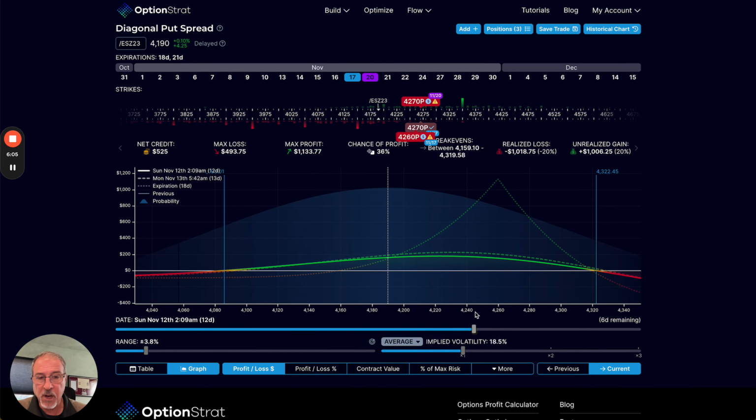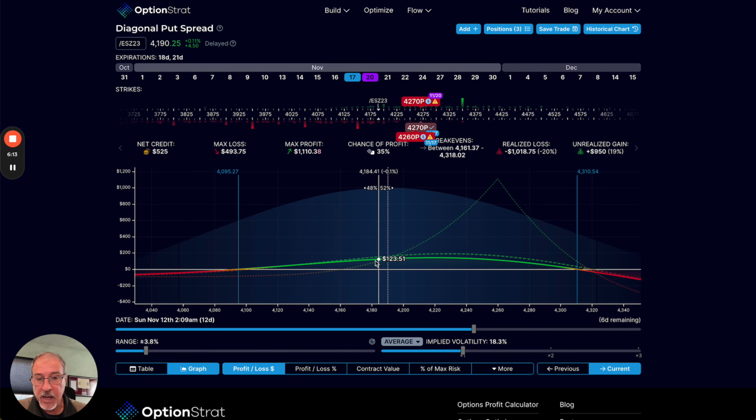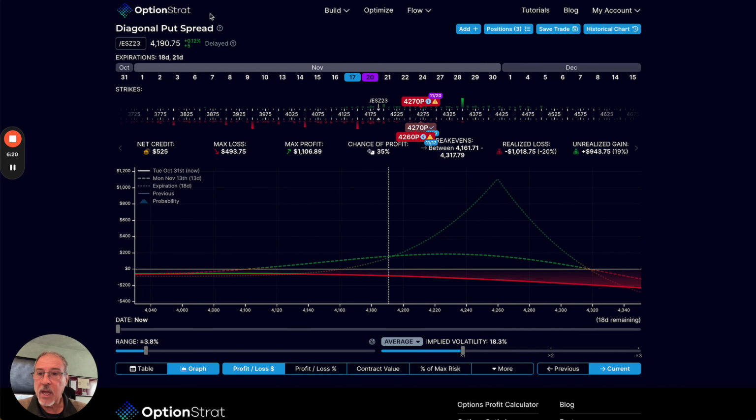So again, we need to have a little more time decay, about another 10, 12 days, as well as the market kind of staying where it is, or again, staying in this much wider zone. So that's it for an adjustment here in our futures calendar trade.